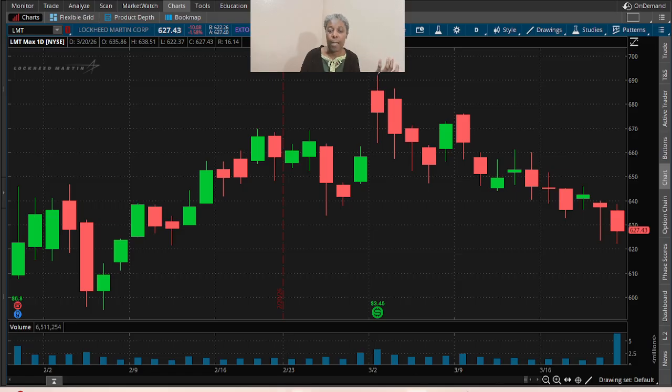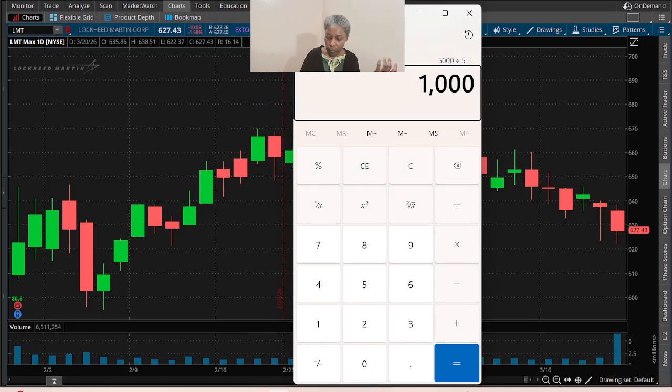So that $5, for instance, if you purchase 100 shares, that will be $500. But then 100 shares times, let's just say, the lowest was like what, 622. I'm just looking there, 622, for instance. So times 622, and that is $62,000 that you will spend to buy 100 shares of this stock, for instance.